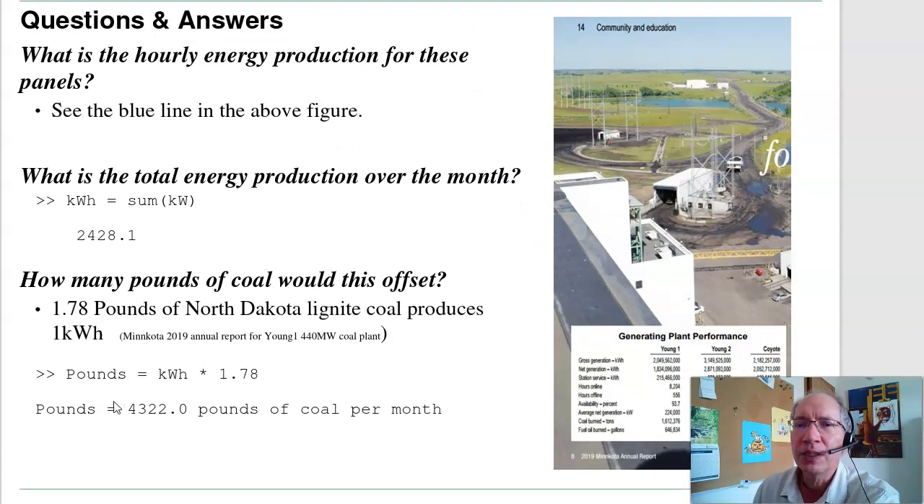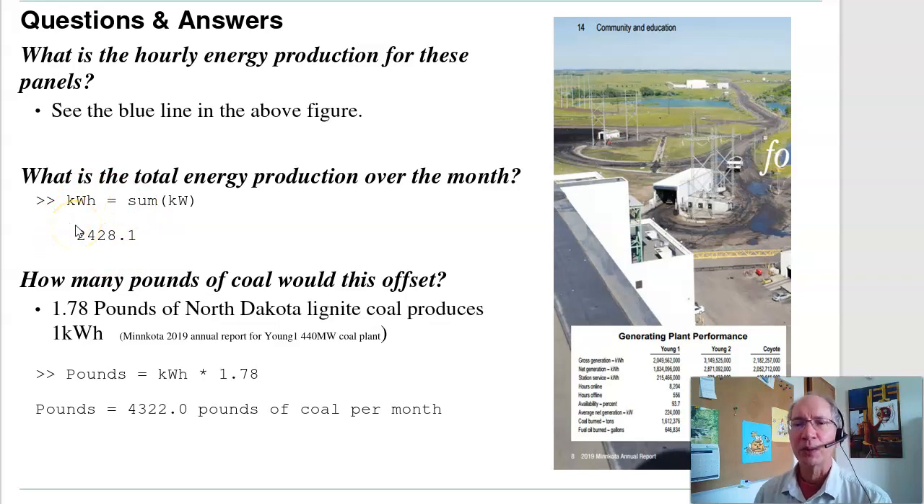So here are some questions. What is the hourly energy production for these panels? Well, that's the blue curve on the last page. What's the total energy produced over the month of April 2023? That's just add them all up. That's the MATLAB command sum. It's actually sum times 1 because it's sampled every 1 hour, but also just sum. So I produced 2428 kilowatt hours over that month.